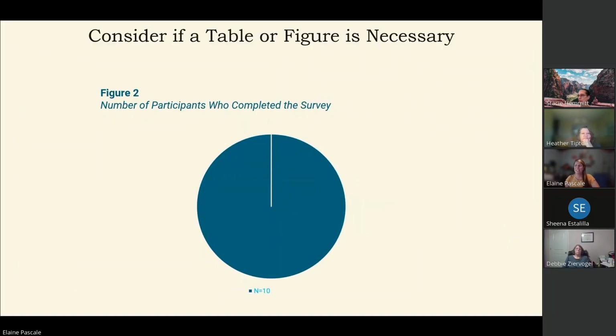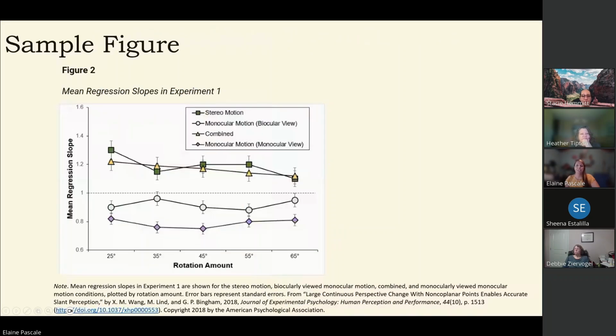And really importantly, consider if a table or figure is necessary. I've seen things like this where I'm like, what is this blob? What am I looking at? Wouldn't it be better to just write a sentence in the manuscript that says all participants completed the survey instead of having this? Figures are similar to tables in that they are numbered, not lettered.